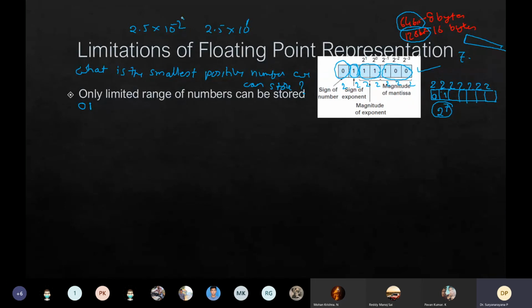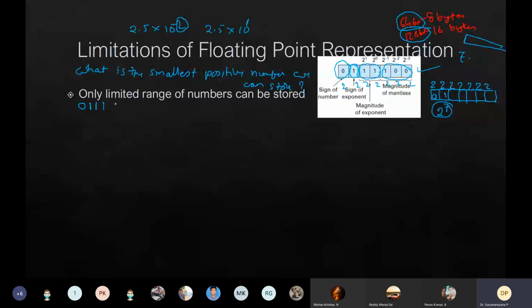And what about the magnitude? Should it be largest or smallest? When you're trying to find the smallest positive number, should the value of the exponent be the maximum or minimum? Maximum, sir. Maximum. So you have 2 digits for the number. So the maximum you can do is 1 1. That's the maximum possible thing you can do with 2 digits. Okay, so this is sign.